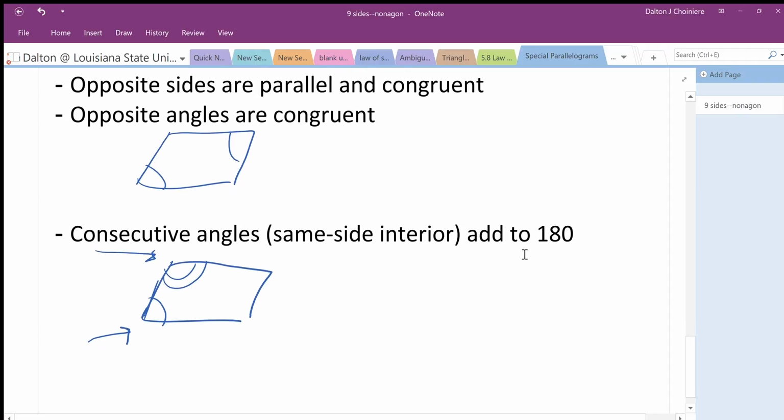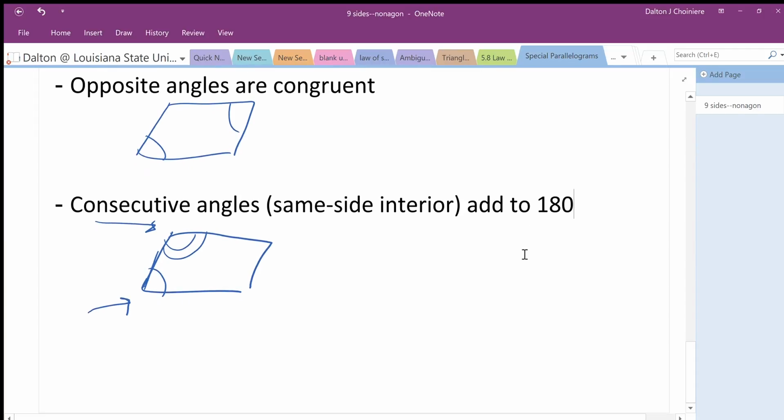Okay, so opposite sides are parallel and congruent. Opposite angles are congruent. Consecutive angles, or you can call them same side interior, right? And this is just one example. The top 2 angles are another example. The right 2 and then the bottom 2 are all considered consecutive angles to each other.